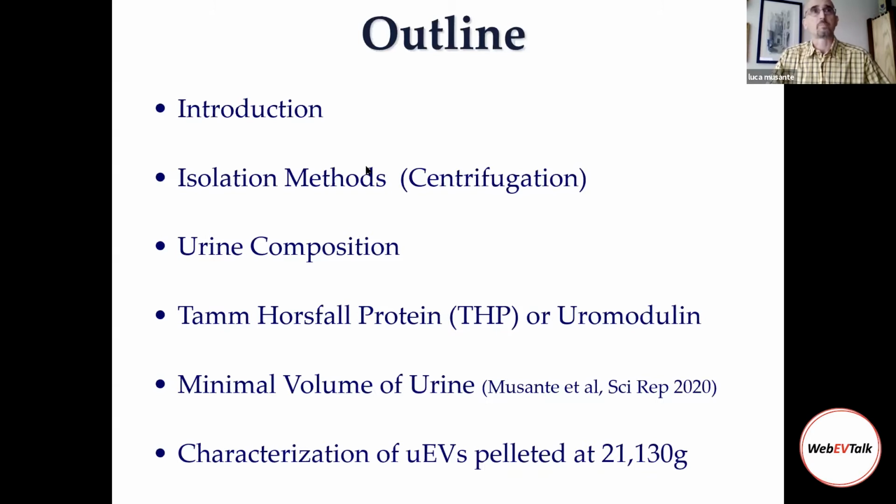This is the outline of today's presentation. After a short introduction, a brief overview of the methods to isolate urinary EVs, with particular emphasis on centrifugation, something about urine composition. Of course, we have to talk about Tamm-Horsfall protein or uromodulin, the most abundant protein present in urine. And then the bulk of the study, which was to address the question: what is the minimal volume of urine for downstream analysis, to be compliant with the MISEV and the MIFlowCyt-EV guidelines? When we did this, we provided a full characterization of the EVs pelleted at 20,000 g, very often a neglected source of EVs.